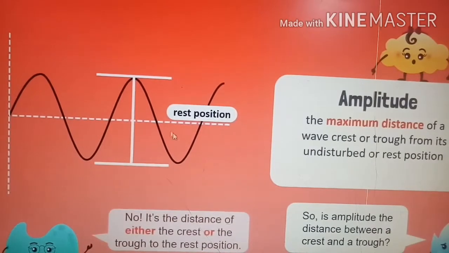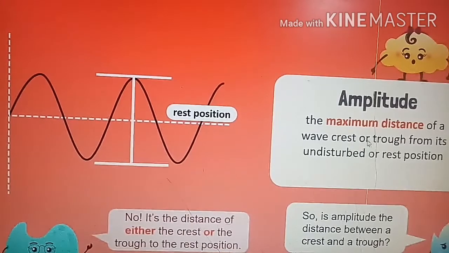But it doesn't mean that this is the total amplitude. Look at that. Is amplitude the distance between a crest and trough? Answer is no, it's the distance of either the crest or the trough to the rest position. It doesn't mean that this total distance is called the displacement. No, from the rest position, from the mean position, the height of the crest, or the depth of the trough, or the maximum distance of a wave crest or trough from its undisturbed or rest position or mean position. Please keep this in your mind, so that you don't get this wrong. Now look at that.